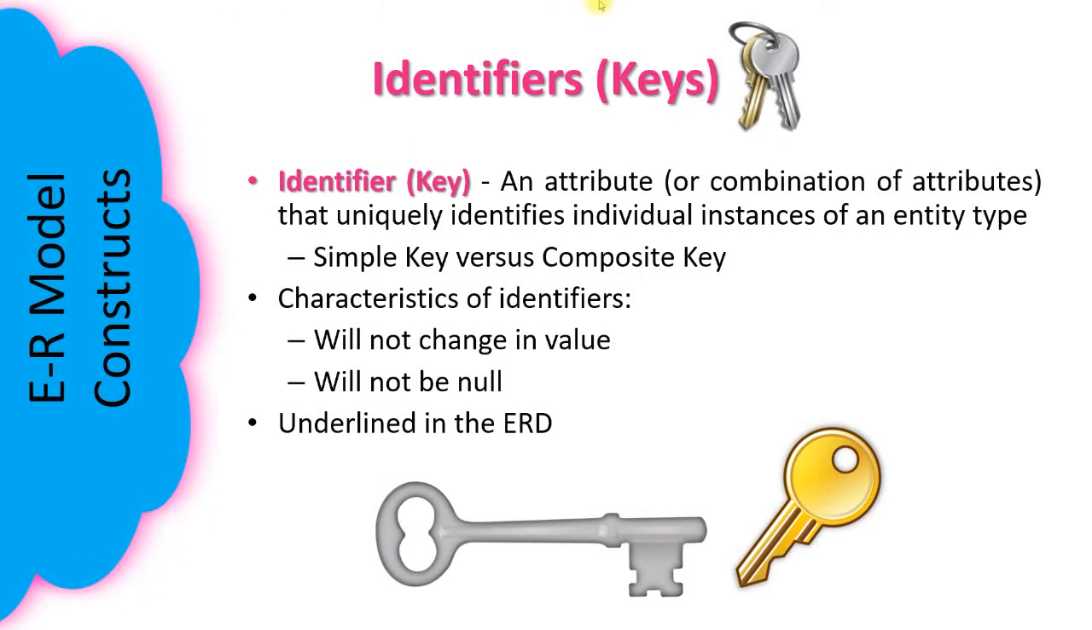Okay, now we have identifiers. So what is an identifier? An identifier is basically used as the key attribute. It can be an attribute or a combination of attributes. At times we may have more than one attribute assigned together as an identifier or a key. This identifier attribute serves as a key that uniquely identifies individual instances of an entity type.